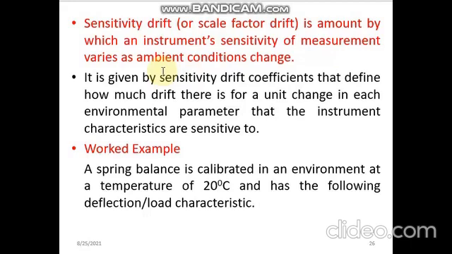If we want to understand the difference between the zero drift and the sensitivity drift, here is a worked example.